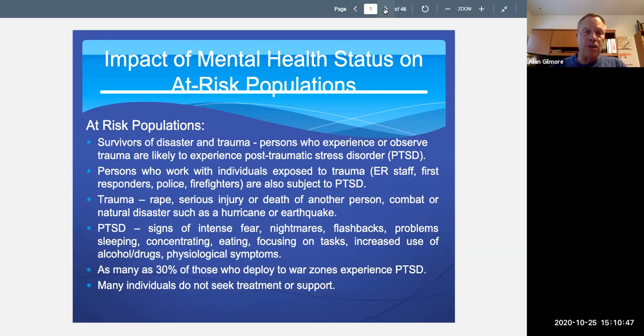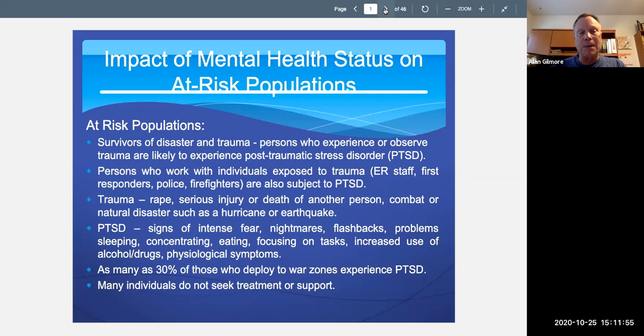Going on with at-risk populations, we know that people who have survived disasters or trauma, persons who have experienced or observed trauma, are likely to experience post-traumatic stress disorder. We know that in terms of people who have been in the military, and people who have experienced natural incidents, things like hurricanes, tornadoes, and maybe even forest fires, may experience post-traumatic stress disorder. Persons who work with individuals exposed to trauma, so people like ER staff, first responders, police, and firefighters, are also subject to PTSD. Certainly victims of rape, folks who have been seriously injured or witnessed the death of another person, people who have been in combat or natural disasters, as we said.